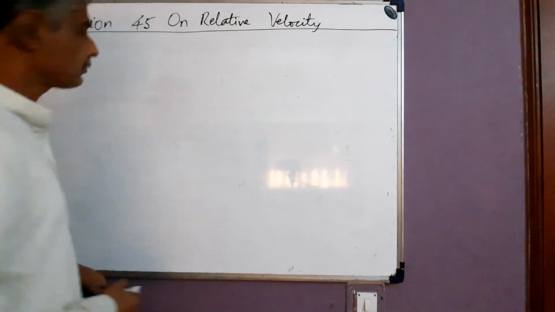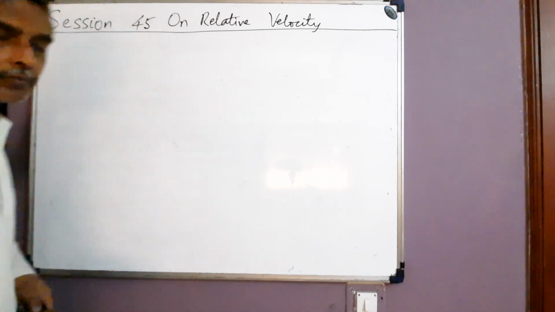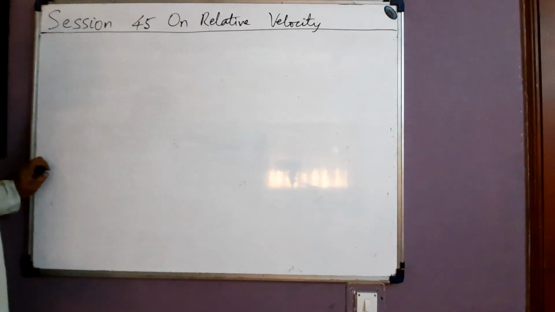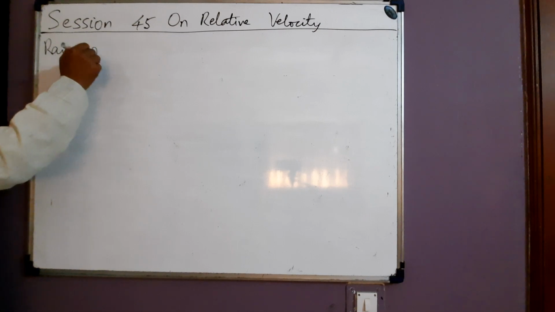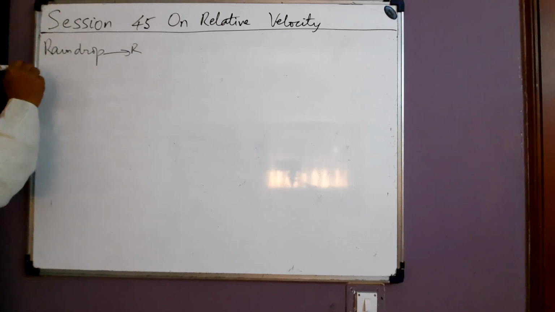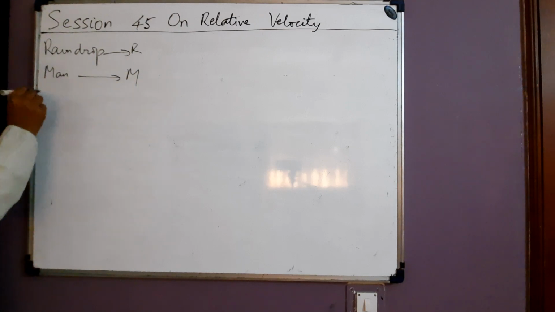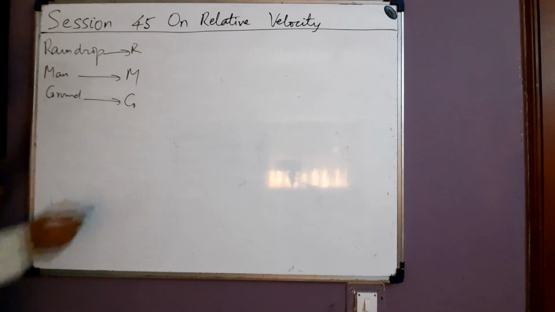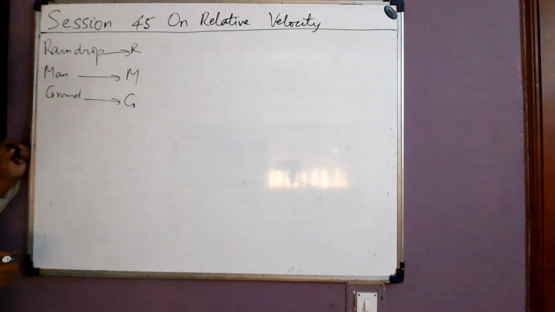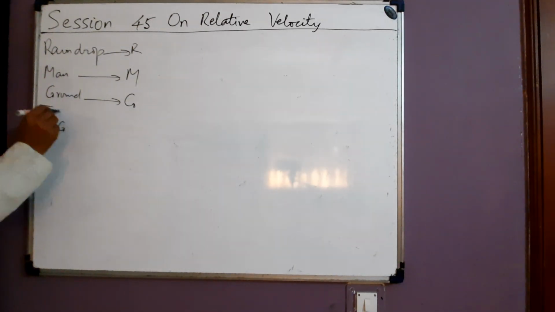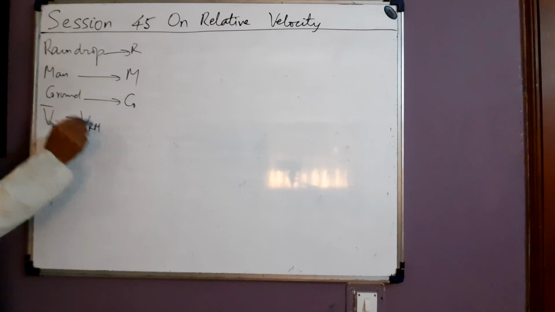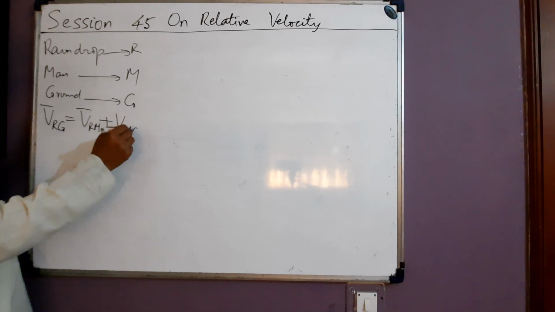So now, first of all, we complete all the formalities. What is the object under consideration? Raindrop. So raindrop we denote by R. Instead of M we have the man frame, denoted by M. Instead of F we have the ground frame, denoted by G. Then we write down the vector equation: VRG is equal to VRM plus VMG.